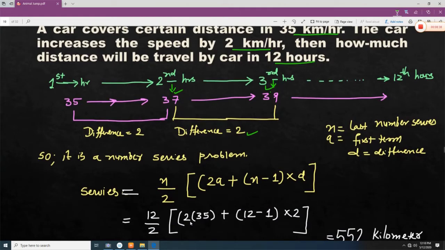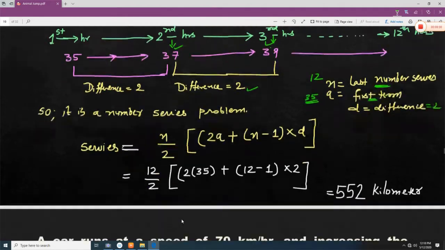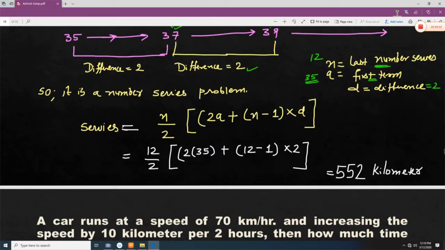So n divided by 2, in the bracket 2a plus n minus 1 into d. So n is the last number of the series, that is 12. A is the first term, that is 35, because it started with 35 speed, and d means the difference that we already calculated, which is 2. Now plug these numbers into this equation. So 12 divided by 2, 2 into 35, plus 12 minus 1 into 2. So that comes to 552 kilometers.